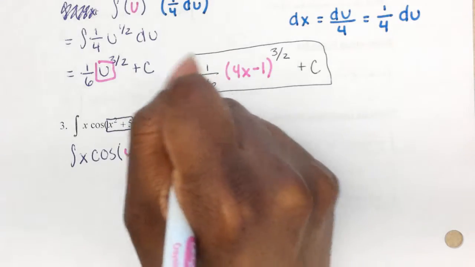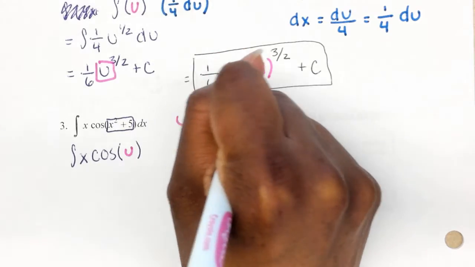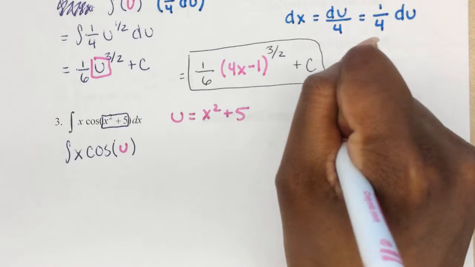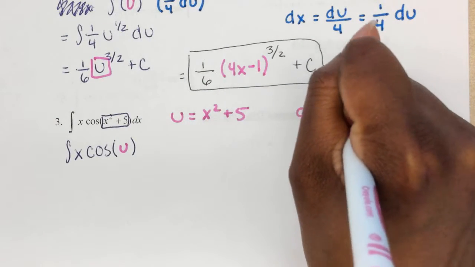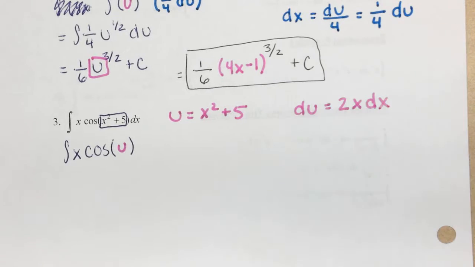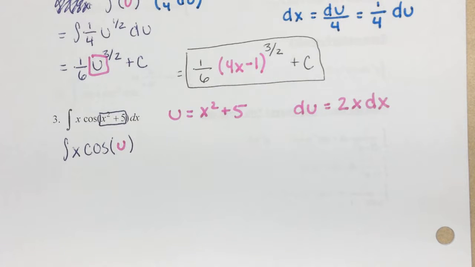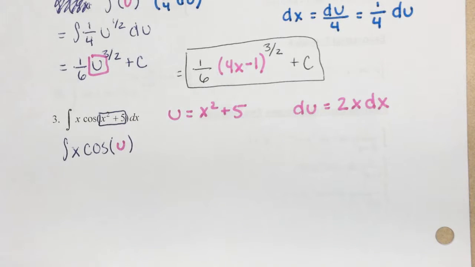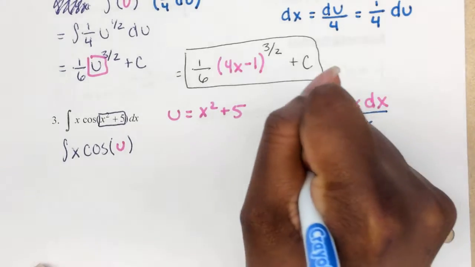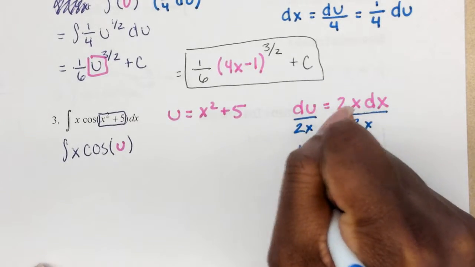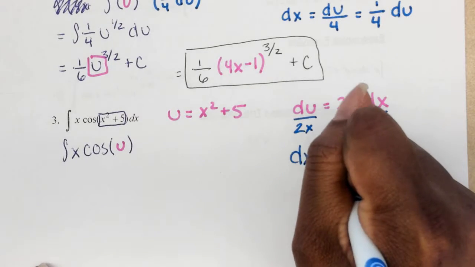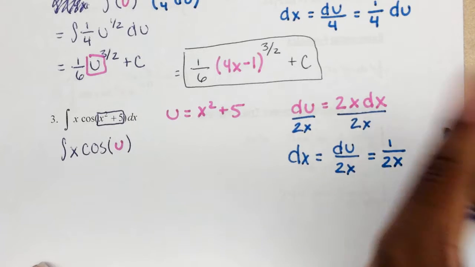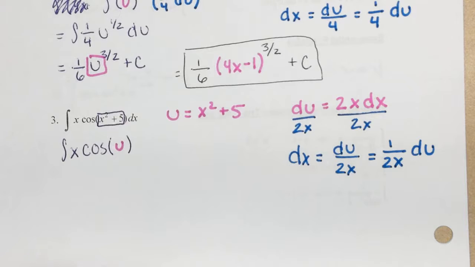and then we're going to figure out something for dx. So we have u is equal to x squared plus 5. du will be equal to 2x dx. So then, to find dx, we divide by 2x. So dx is equal to du over 2x, or 1 over 2x du.